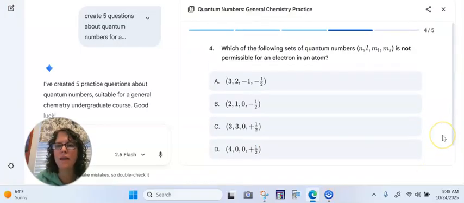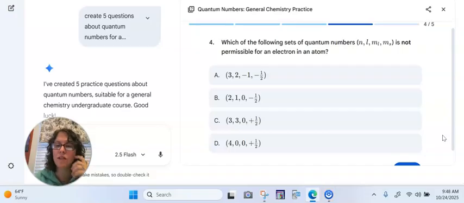And then number 4 here, it says, which of the following sets of quantum numbers is not permissible for an electron in an atom? So it's asking us which one obeys the rules. All right, so this first one is my n value. If n is equal to 3, then the allowed values of L go from 0 up to n minus 1. So 0, 1, and 2. That's fine. We have not violated a rule.